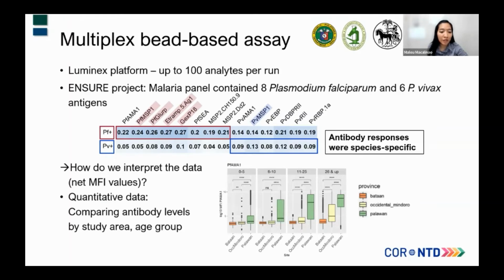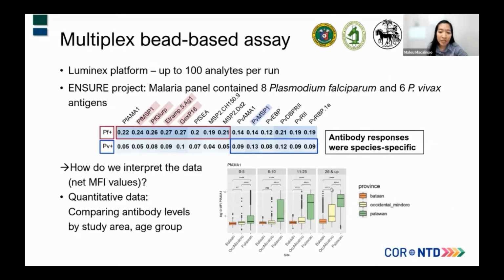And first, we graph our raw data, reported as net MFI values. And we can already see from this single antigen, PfAMA1, that the antibody response levels are consistent with the known status of malaria transmission in our sites.